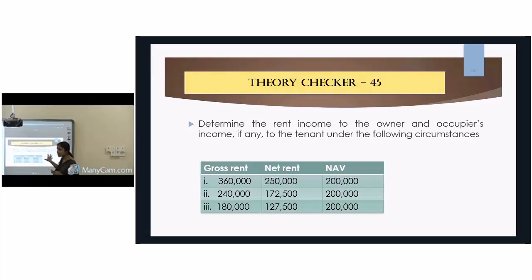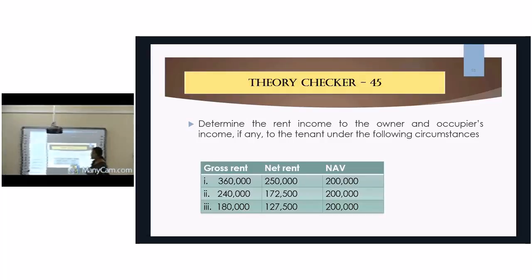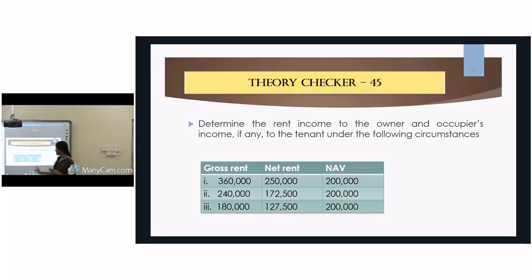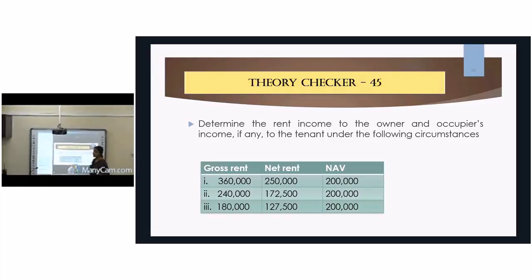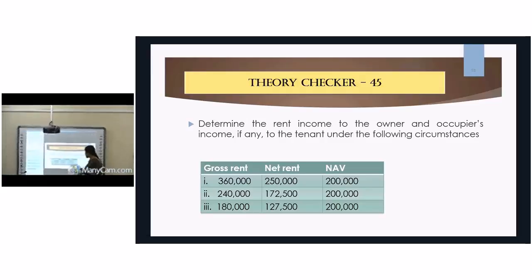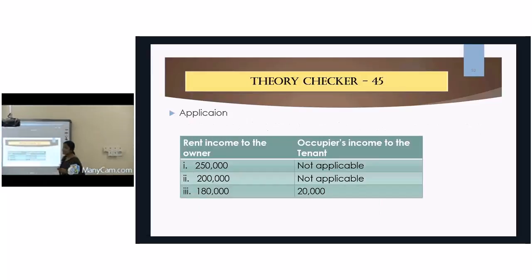How are we going to calculate the occupier's income here? From the NAV, you have to deduct the gross rent paid by the tenant. In the first column, 240,000 would be the gross rent paid by the tenant, but the NAV is less than that, so there is no occupier's income. 200,000 minus 240,000, in that case you are going to identify there is no occupier's income. So the NAV would be the owner's income as the rent income, 200,000. Again, in that case, no occupier's income.